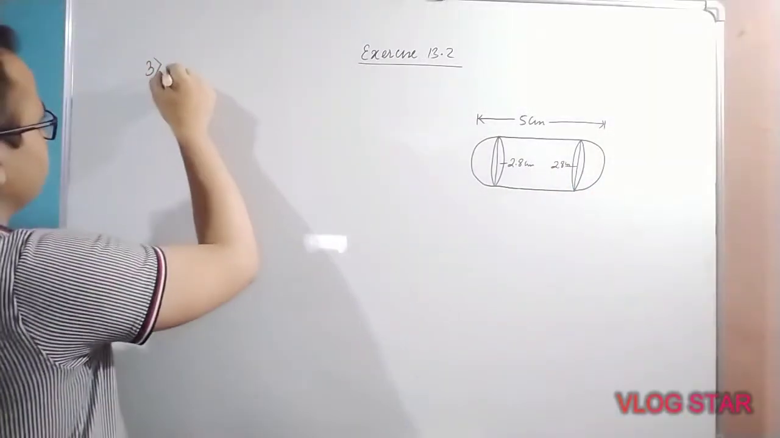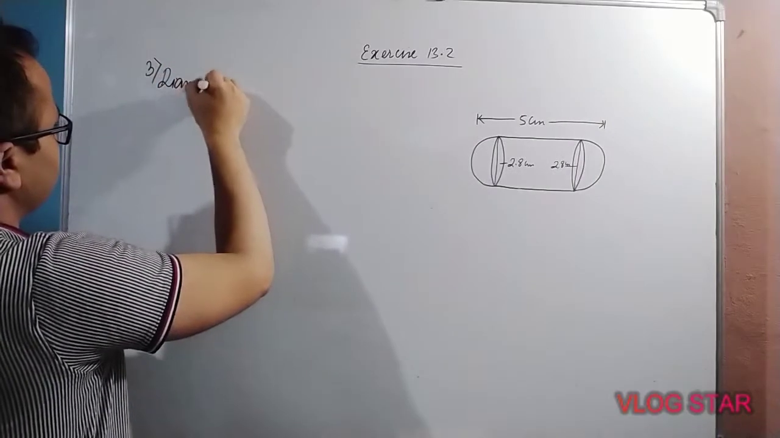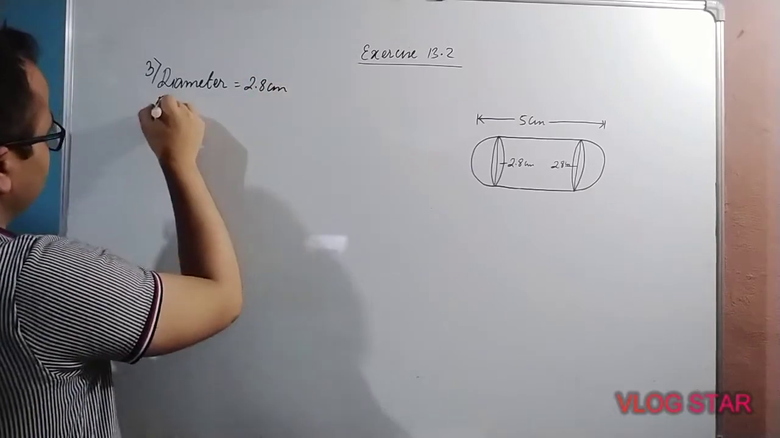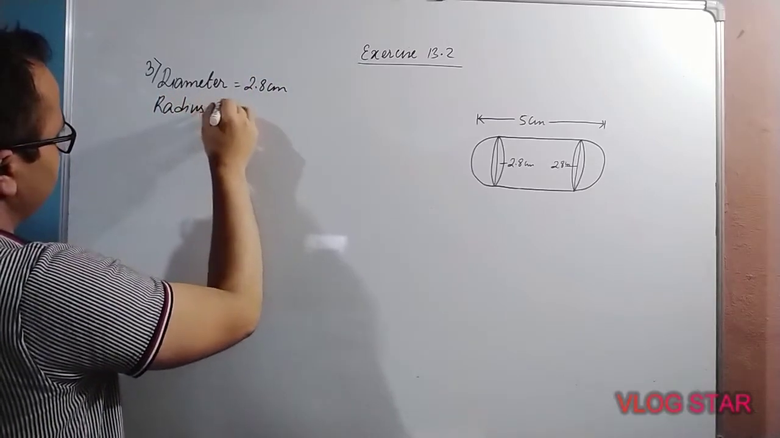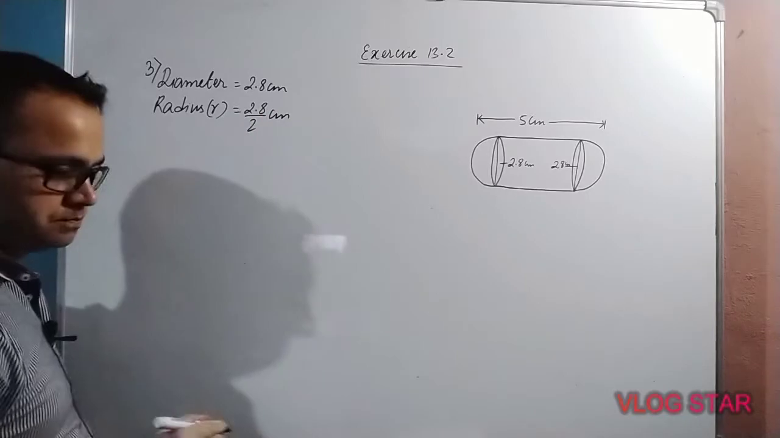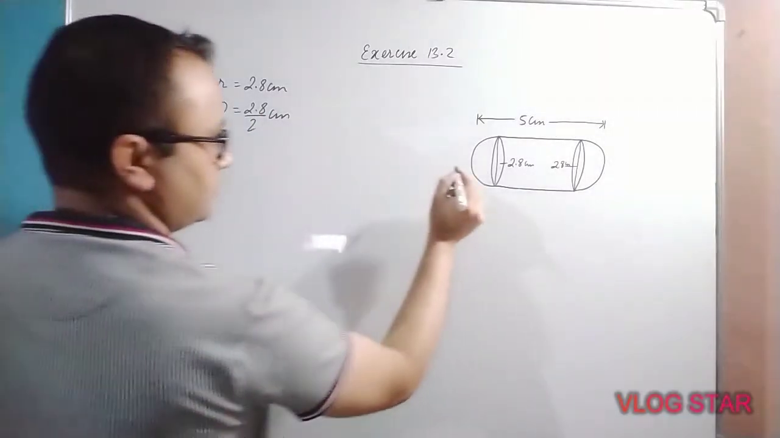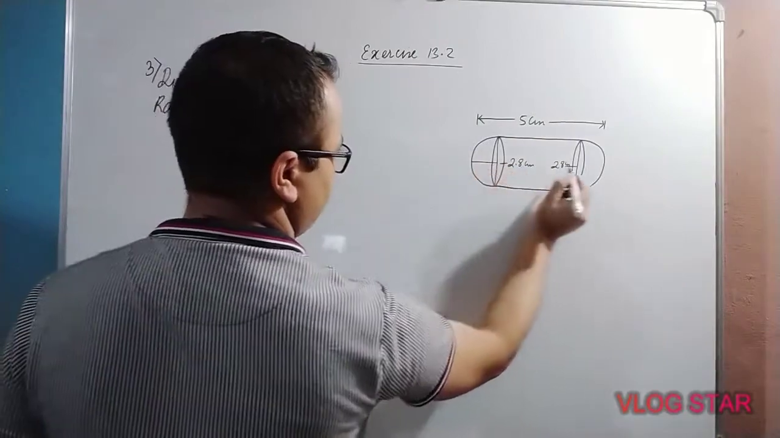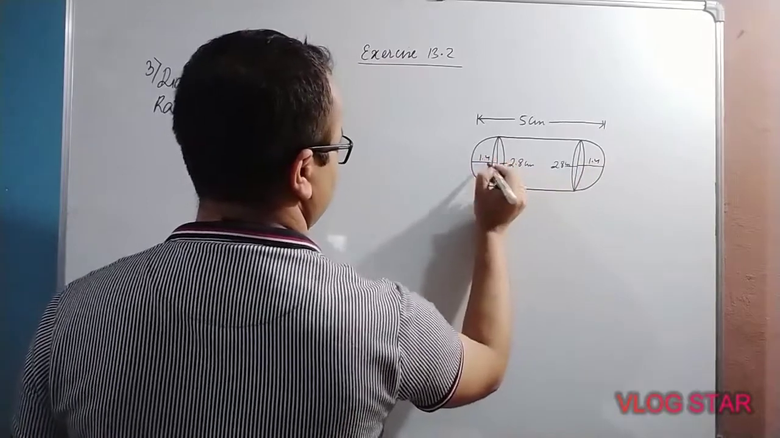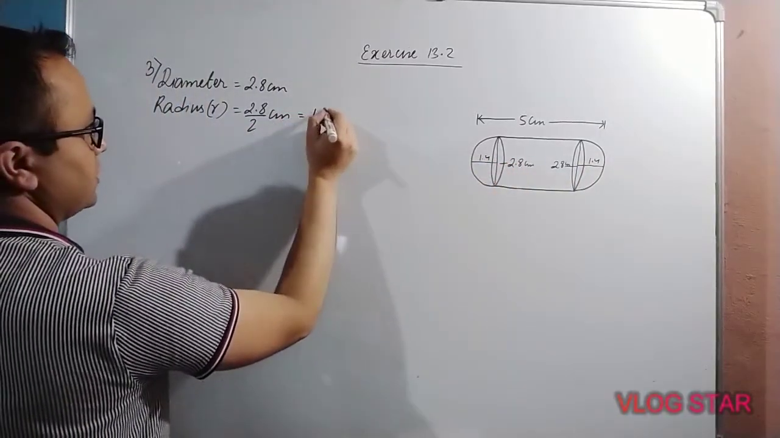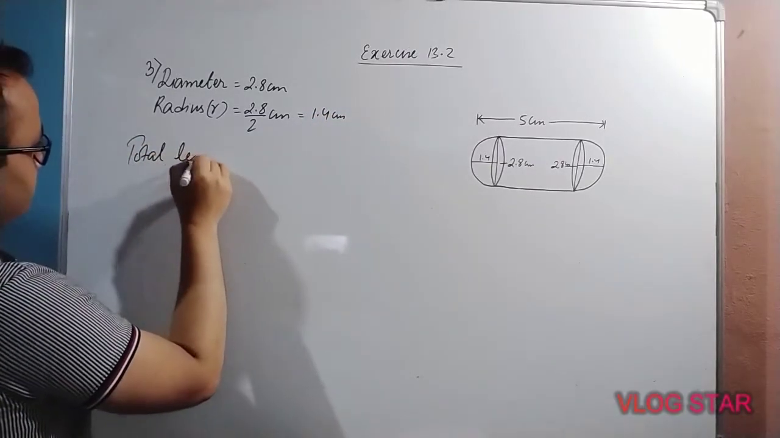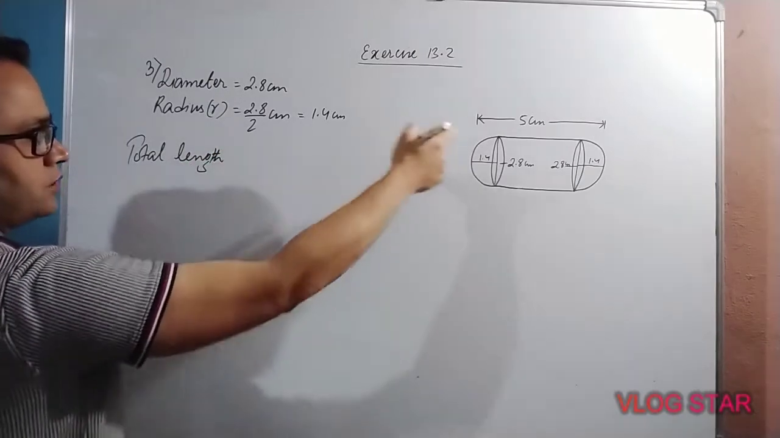So diameter is given. Diameter equals 2.8 centimeter. The radius is half of the diameter. Radius r equals 2.8 divided by 2 centimeter, which is 1.4 centimeter. Then we will find the length of the cylindrical portion. The total length of gulab jamun is 5 centimeter.